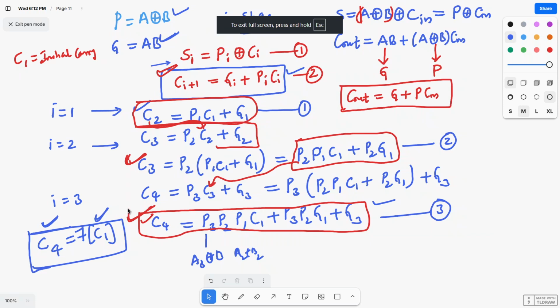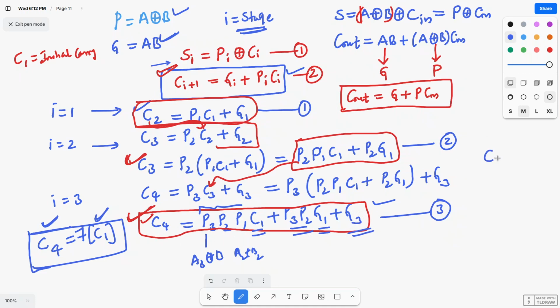Okay, see here, C4 is there. If you observe here, only C1 is there. Anyway, this is propagate and generate. Propagate equals A XOR B and generate equals AB. C4 is a function of what? Only C1, so it is not depending on either C2 or C3. If you know C1, with some combinational circuit you can directly calculate C4, so that we can decrease the delay of the adder circuit.